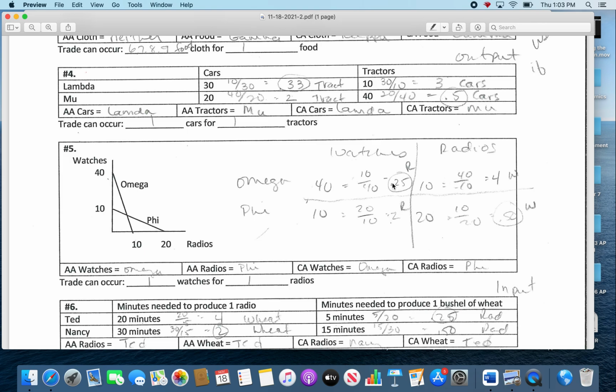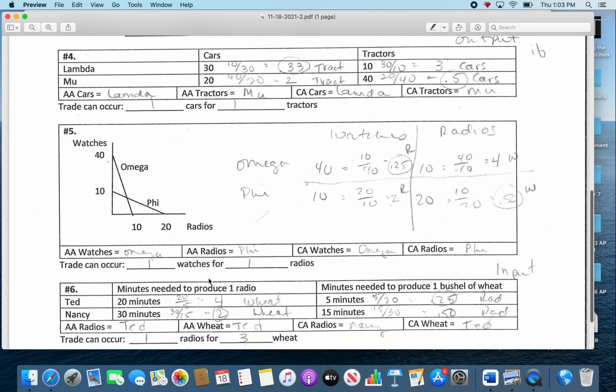When we look at the opportunity cost, who has the lowest? Omega has the lowest opportunity cost in creating watches. Phi has the lowest opportunity cost in producing radios. And once again, because we have less than 1, they're going to be a 1-to-1 ratio here.